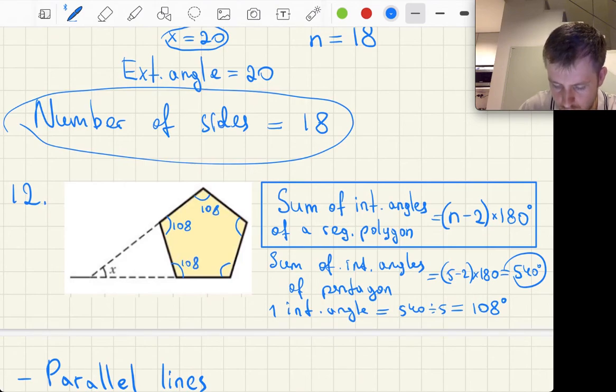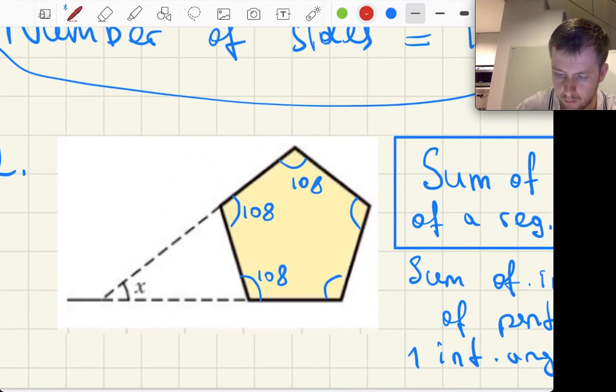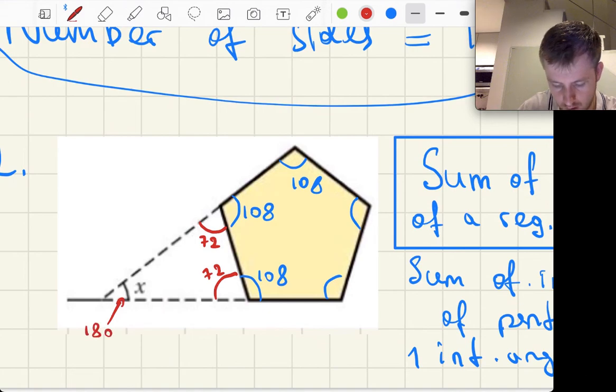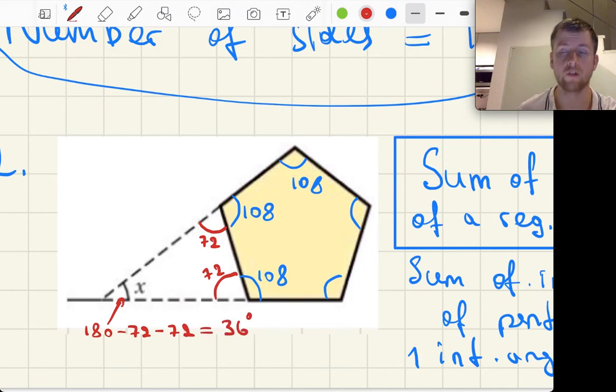We only need two of them, because we can find the extensions of them, two parts which lie on a straight line. We can find them quite easily. So this will be 72. And then x, of course, we can find by just doing 180 minus 72, which is equal to 36 degrees. So this will be our angle, 36 degrees.